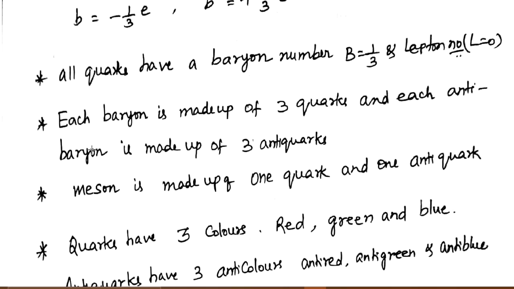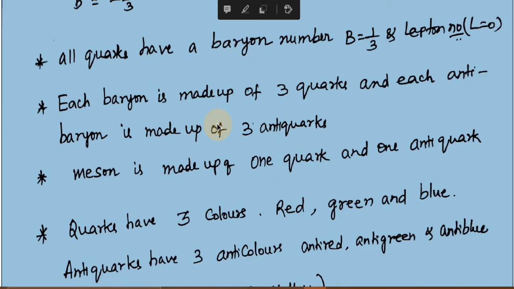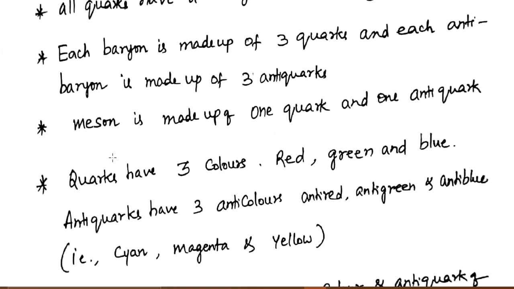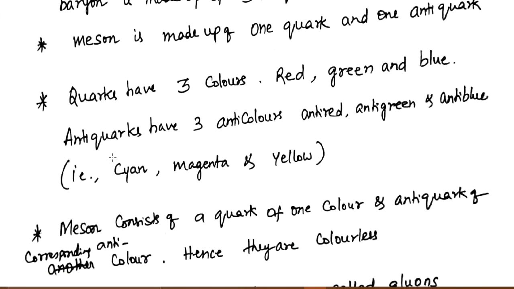Each baryon is made up of 3 quarks, and each anti-baryon is made up of 3 anti-quarks. A meson is made up of 1 quark and 1 anti-quark. Quarks have 3 colors: red, green, and blue. Anti-quarks have 3 anti-colors: anti-red, anti-green, anti-blue, that is cyan, magenta, and yellow. These are the 3 anti-quark colors.